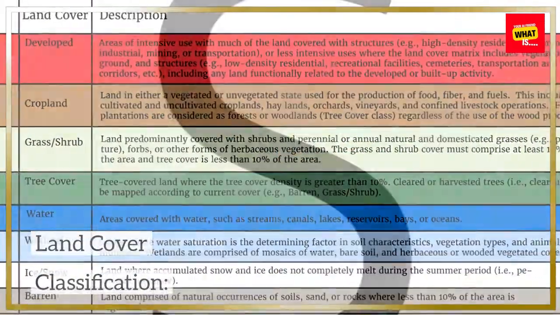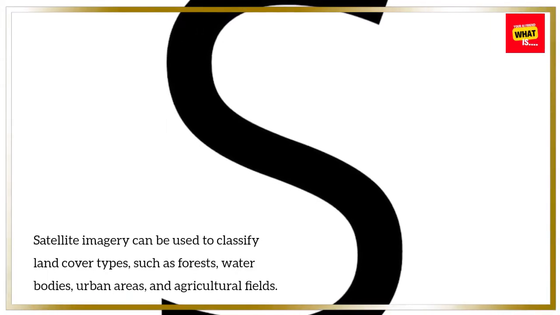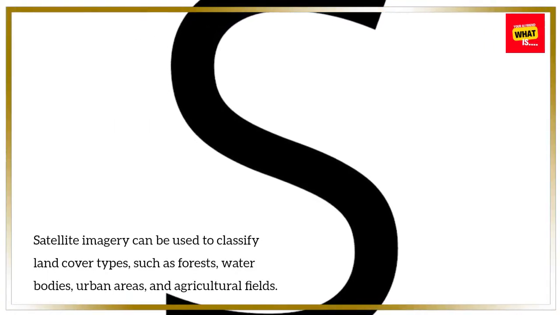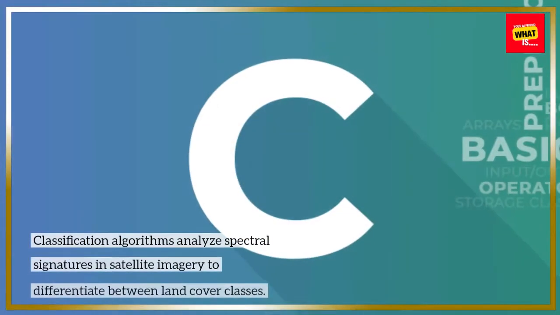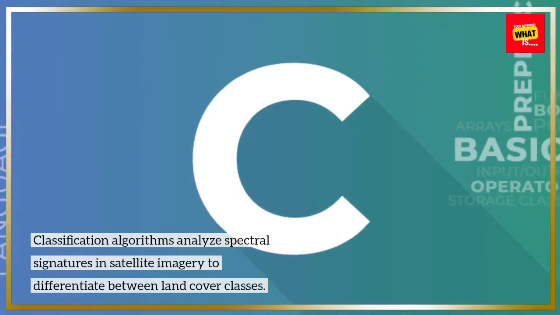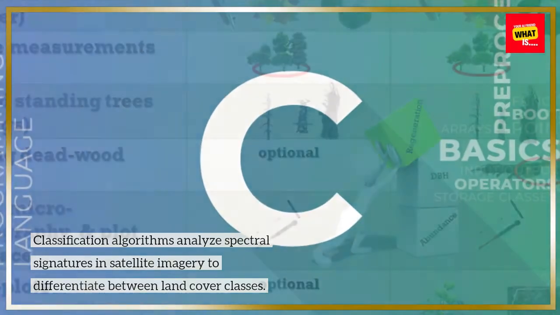Land cover classification. Satellite imagery can be used to classify land cover types, such as forests, water bodies, urban areas, and agricultural fields. Classification algorithms analyze spectral signatures in satellite imagery to differentiate between land cover classes.